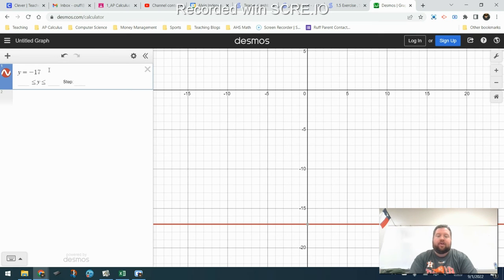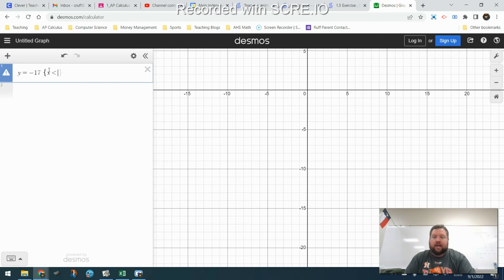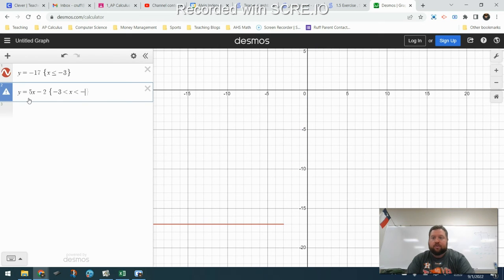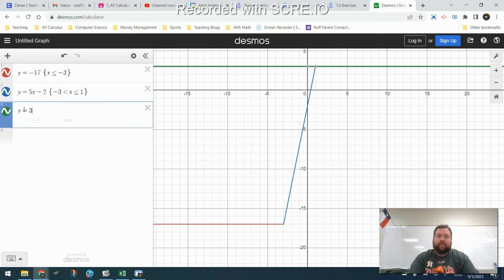All right, and if you want to have it on a domain, then you just put a brace like that, and then you say x is less than or equal to negative 3. All right, and it stops it right there. All right, then y equals 5x minus 2. And then we want that one to be when negative 3 is less than x is less than or equal to 1. All right, and then one more, y equals 3.